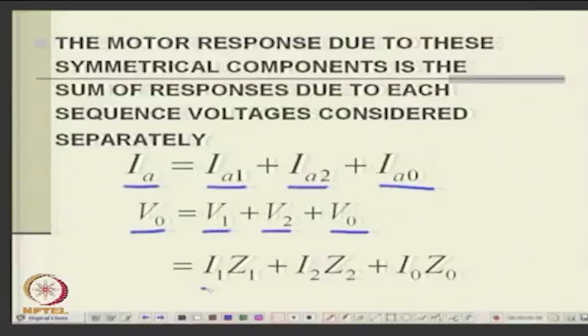Then V1 is I1 Z1, V2 is I2 Z2 and V naught is I naught Z naught. Any doubt on this? So, that is how you find out VA, the voltage across the reference phase, which will be V1 plus V2 plus V naught, right. Okay. So, if a 3 phase induction motor is subjected to unbalanced voltages, then it will have V1, V2, V naught, and it will have I1, I2, I naught. So, each of the voltages can in turn be found out like this.